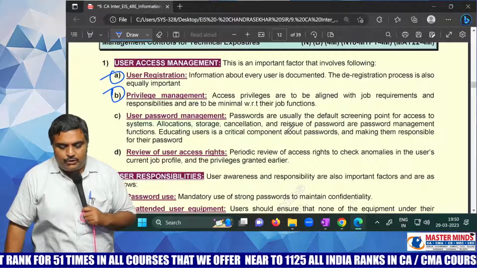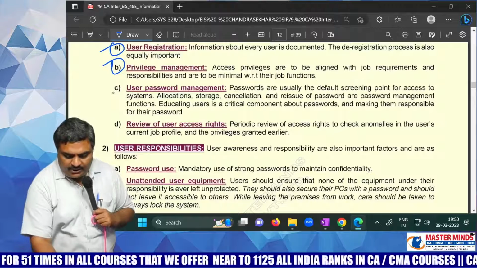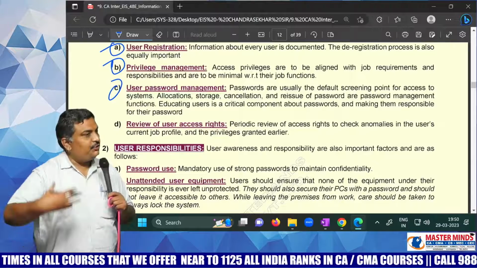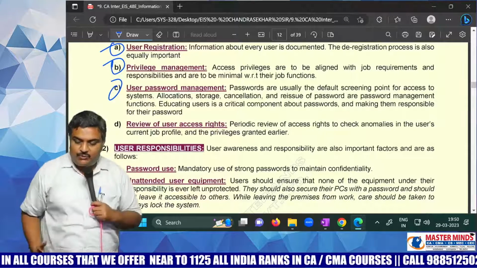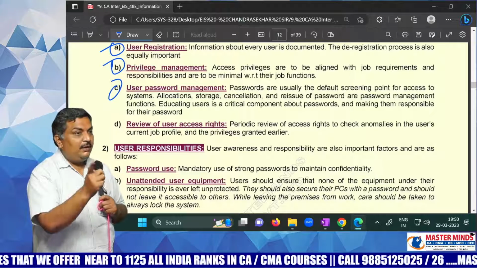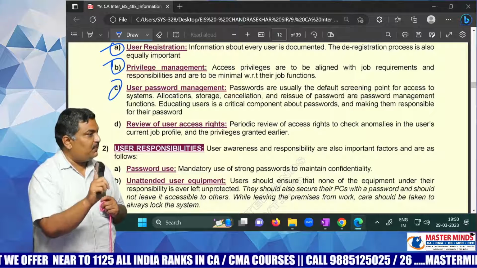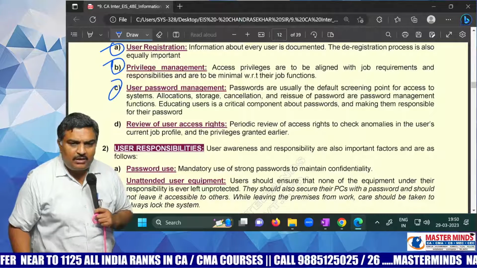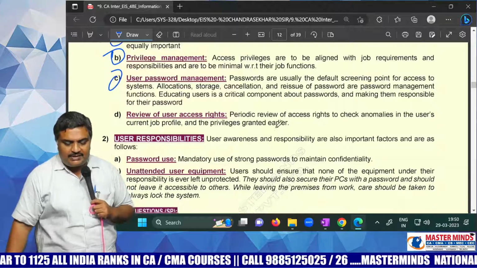Now, user password management. User password management means what? Users should have their own passwords and those should be strong passwords. And I should tell the user, if you share the password, you will be held responsible. Should I give a warning or not? Yes.